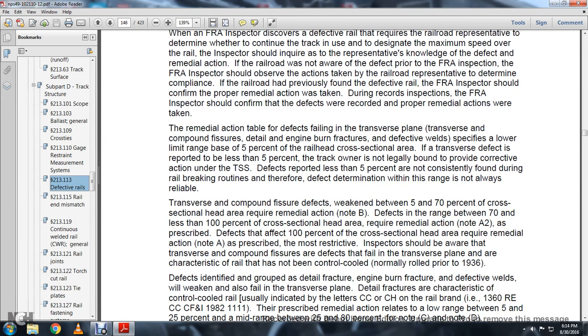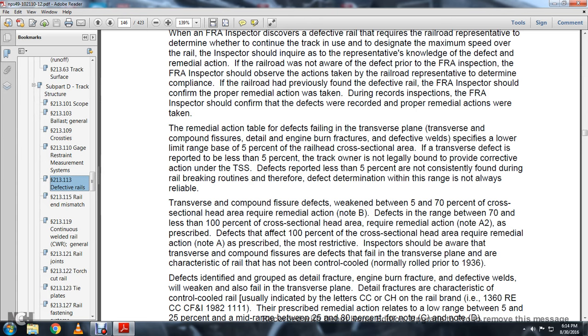The remedial action table covers defects failing in the transverse plane: transverse and compound fissures, detail fractures, engine burn fractures, and defective welds, with a lower limit of the range of 5% of the railhead cross-sectional area. If a transverse defect is reported to be less than 5%, the track owner is not required to take corrective action under the track safety standards. Defects reported at less than 5% are not consistently found during rail inspection routines, and therefore defect determination within this range is not always reliable.